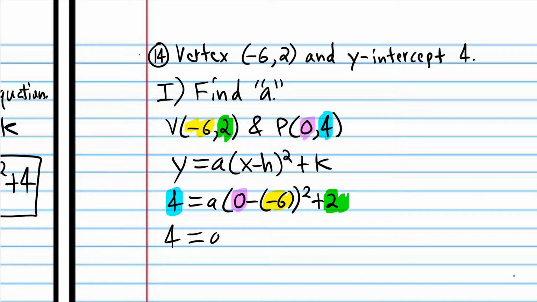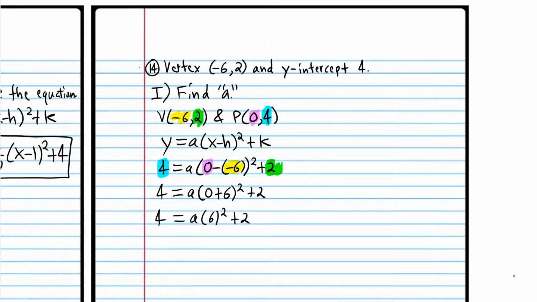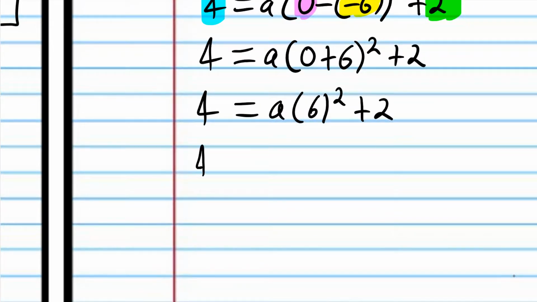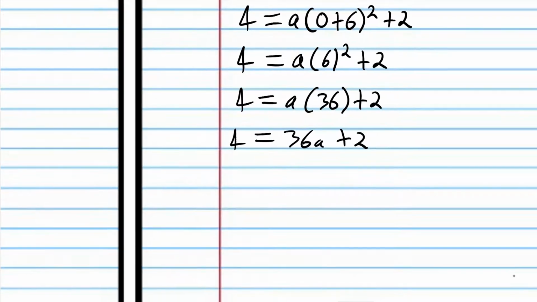So 0 minus -6, that's a double negative, so that becomes 0 plus 6. And 0 plus 6, of course, is 6. And 6 squared is 36. And then we subtract 2 from both sides, divide both sides by 36, and a reduces to 1/18.